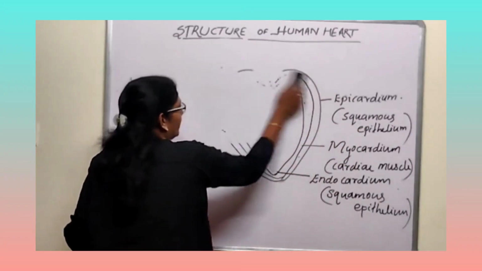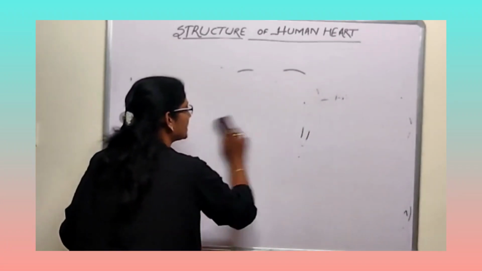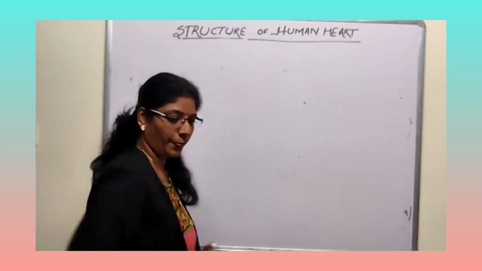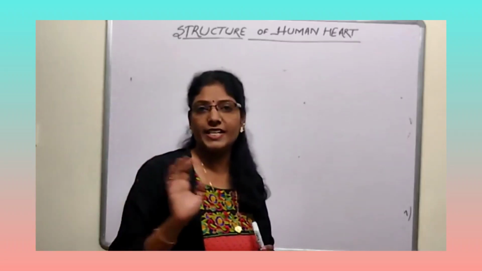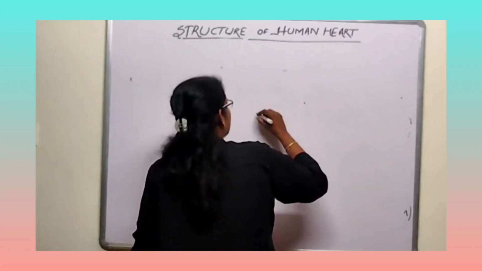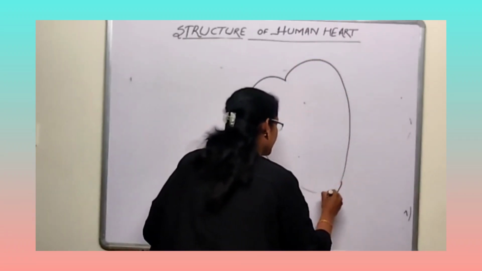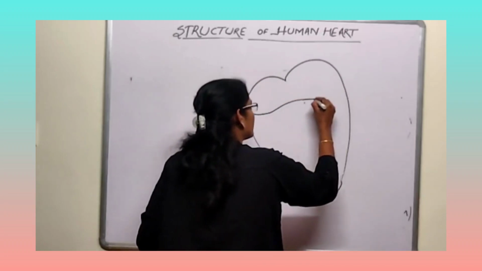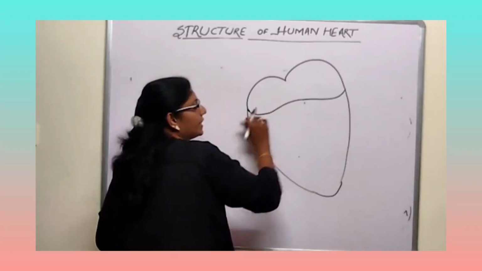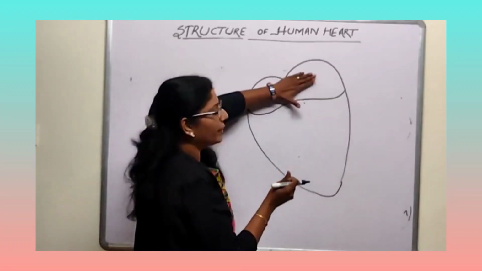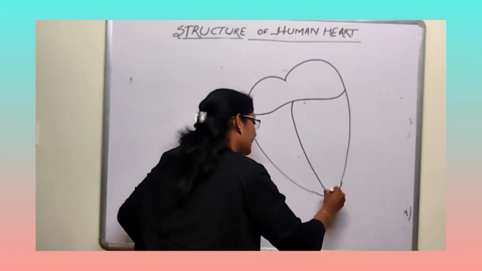Now we will see about the external structure of the heart. You have already studied that the heart consists of 4 chambers. So externally, if we observe the heart, like this, we can see the 4 chambers. The upper 2 chambers are there, and the lower 2 chambers are there, like this.